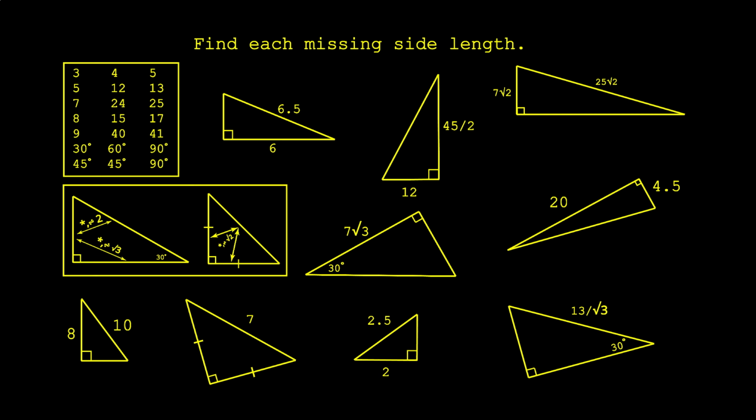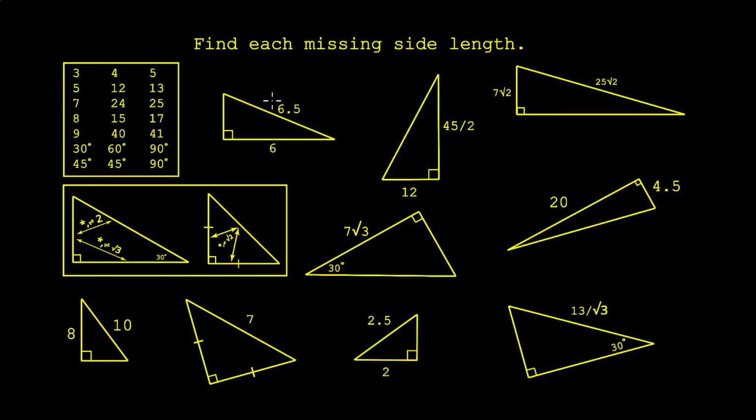In this video, we will be using knowledge of the families of special right triangles to find missing sides. So you can see here, find each missing side length. First thing, we have a list of Pythagorean triples over here, and also 30, 60, 90, and 45, 45, 90, and then how to get sides from each of those.